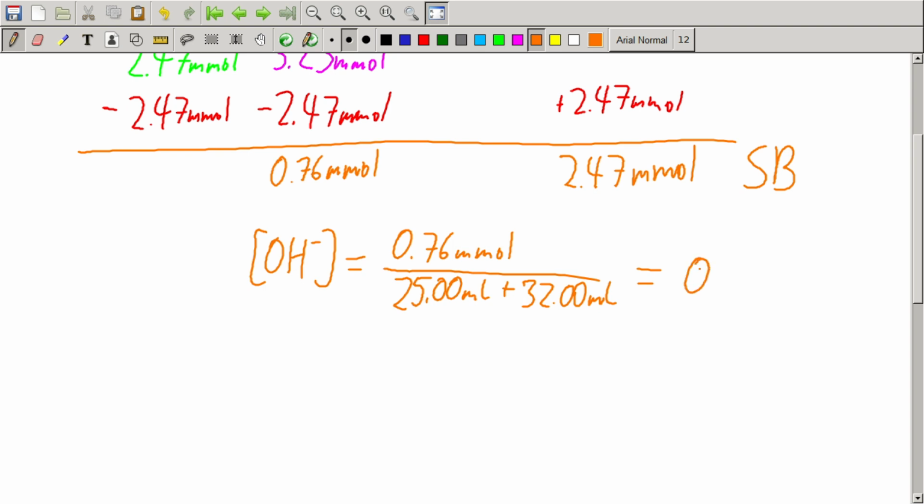0.012, okay. 1.3, that's okay. All right. And so from that, we can determine the pOH.